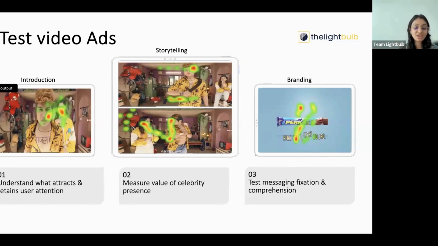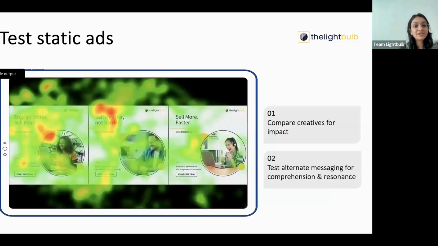And similarly, is the kind of messaging that you're putting out capturing the essence of what you're trying to convey? Is it even being focused on, or is it getting lost in the clutter? Similarly, for static ads, can you look at multiple creatives and compare them and only run with the best, and not do trials on the fly by putting out, like all of us do, 6 creatives and let's see which one performs best? Because you're wasting media money. And are you adequately testing alternate messaging for what has the simplest and easiest comprehension and resonates best?